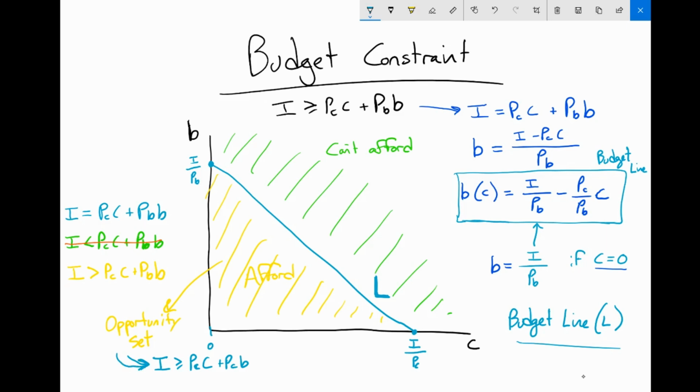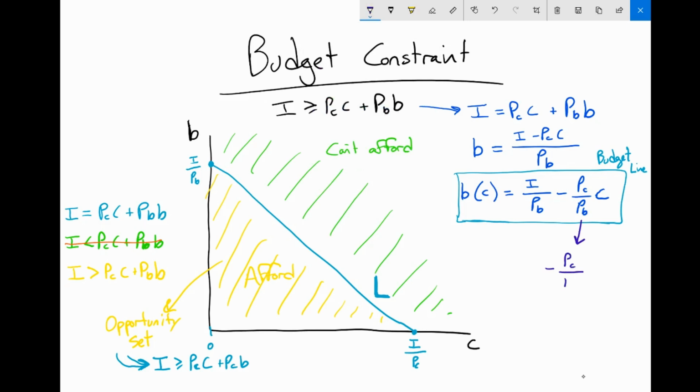Okay, now let's go a little bit deeper. Let's acknowledge a couple things here. So this equation that we have, this is the budget line. Let's just note here that negative PC over PB is the slope of the budget line. Let's just put an L. It's the slope of the budget line.